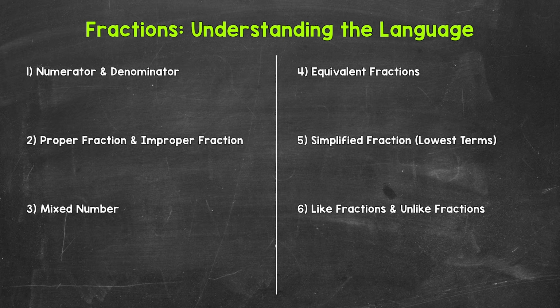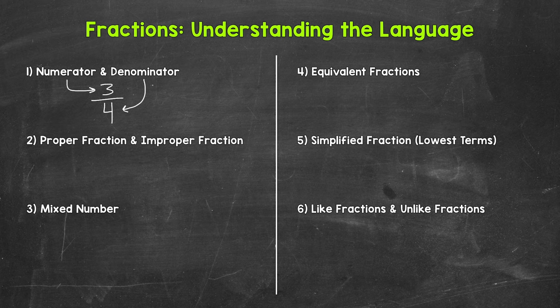Let's jump into number one, where we have numerator and denominator. Let's use 3/4 for this example. Now, the numerator of a fraction is the top number. The denominator of a fraction is the bottom number. So 3 is the numerator and 4 is the denominator. And one way to help remember these is to think denominator down. So we have the d's. And then since the denominator is the bottom number, the numerator has to be the top.